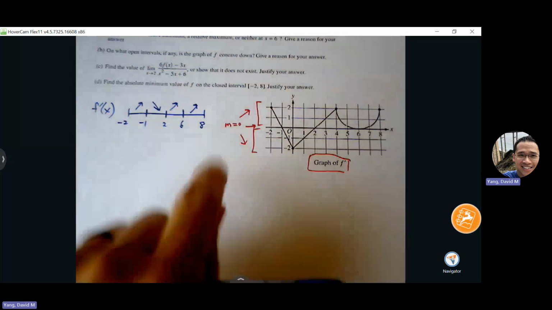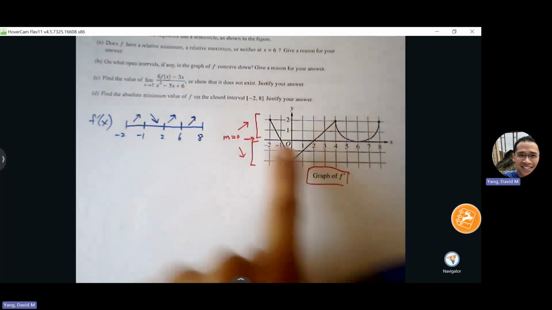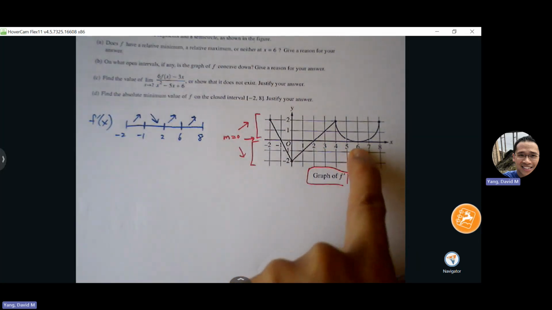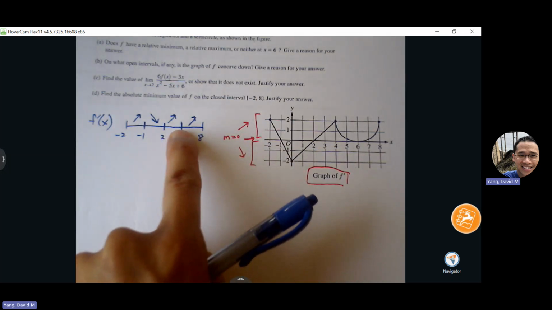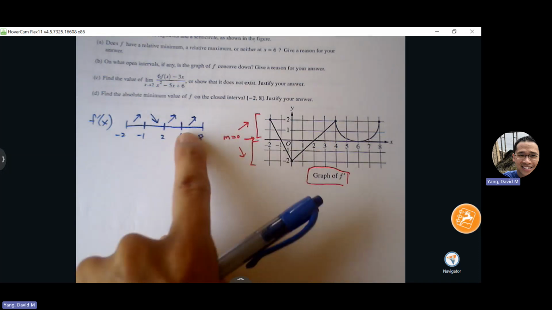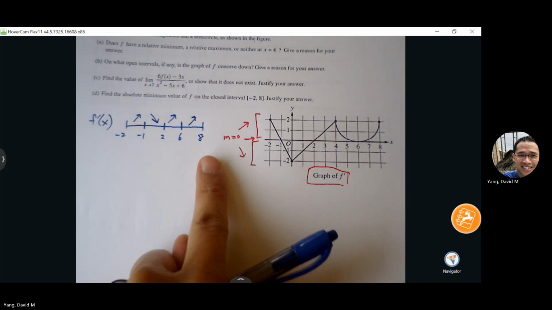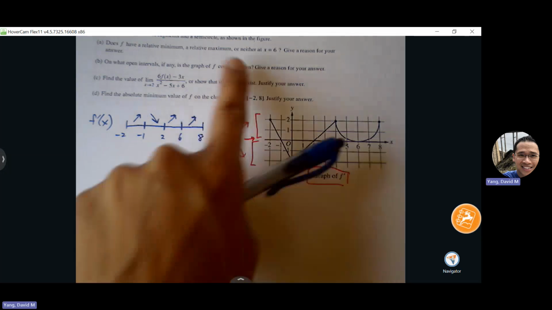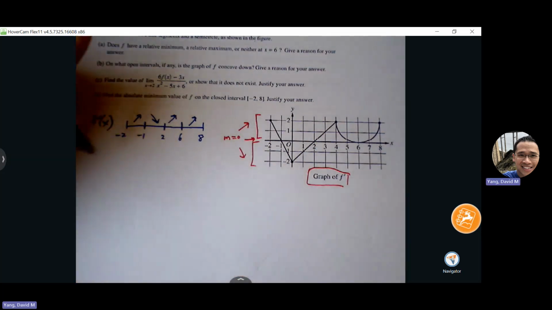Okay, so we see that at x equals 6, there's neither a relative max nor relative min, because our original graph is going to be rising, flattening out, and rising again. So there's no relative extremum. We have neither relative max nor min at x equals 6. Okay, so that's part A.